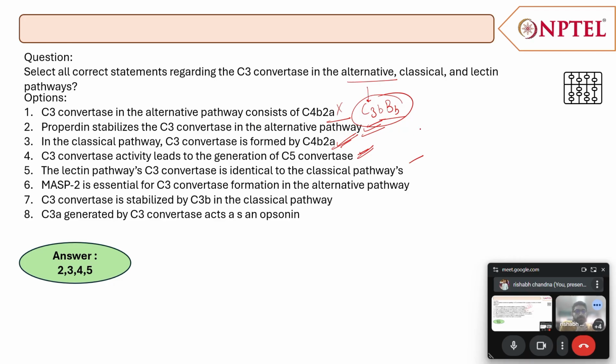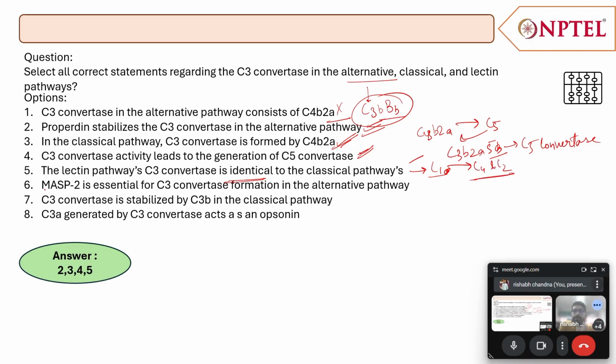So when the C4b2A is formed, it cleaves the C5. So C5, with the addition of 5b, leads to the formation of C5 convertase. Then the lectin pathway's C3 convertase is identical to the classical pathway's. Yes, not identical, but rather similar. No, it is identical, because only the C1 has a difference. It activates C4 and C2. So yes, it is identical.